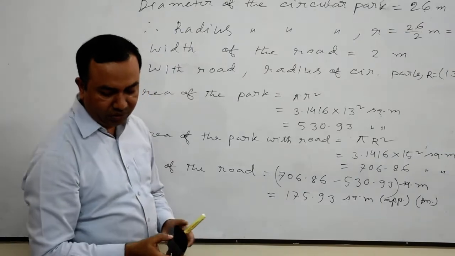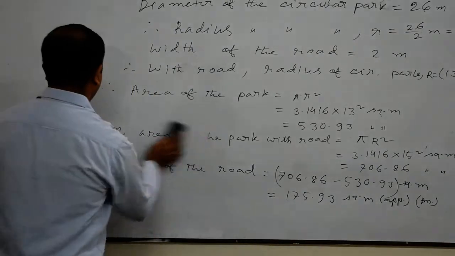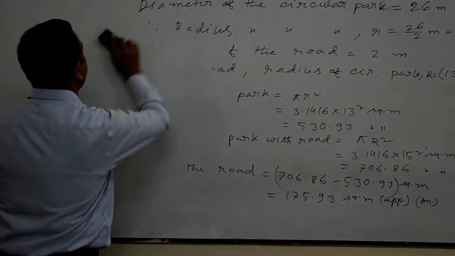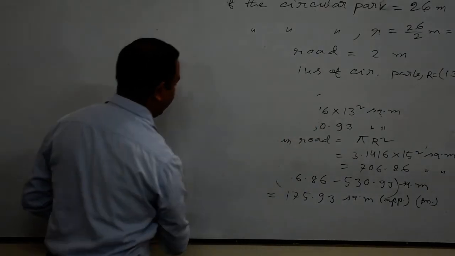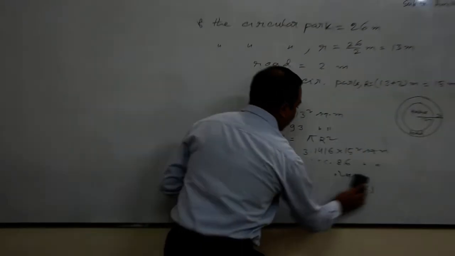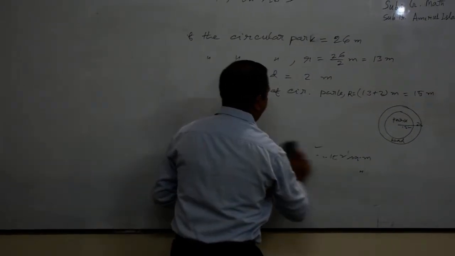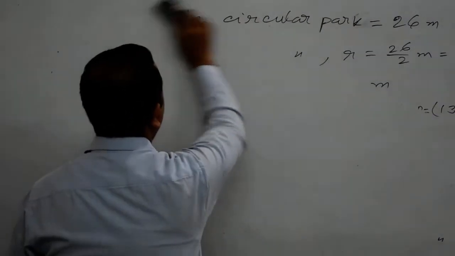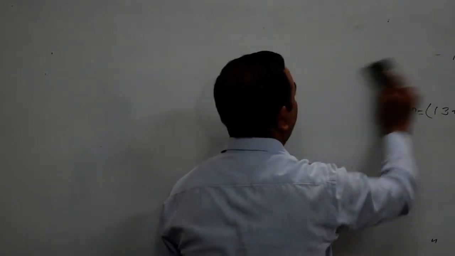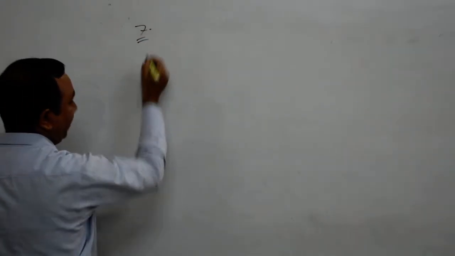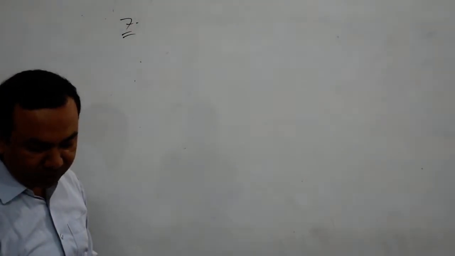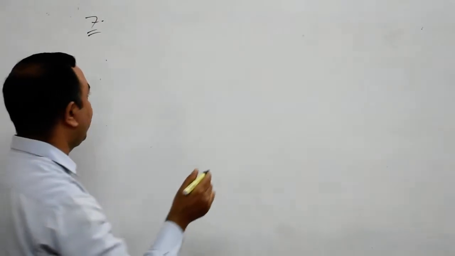Question number 7. What are the things that are given? I hope again you see the question and read attentively and try to get the idea in which way you will solve this problem. So question number 7. Here, diameter of the front wheel.